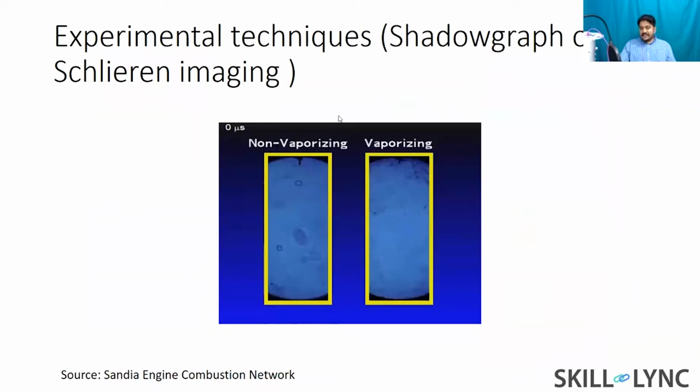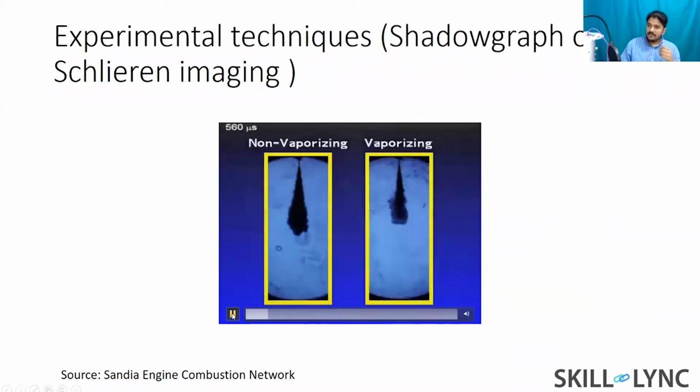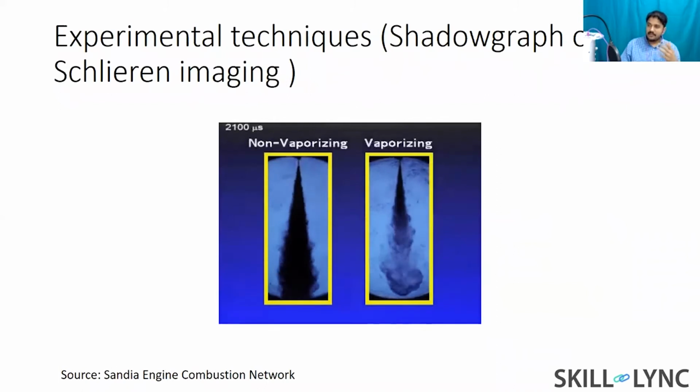So let's take a look at the first experimental technique that I wanted to talk about, which is called the Skill-Lync imaging or shadow graph. So, sorry, I almost forgot this. This is an experimental technique called the shadow graph or Skill-Lync imaging. Let me play this once, watch it, and then I'll explain what's going on.